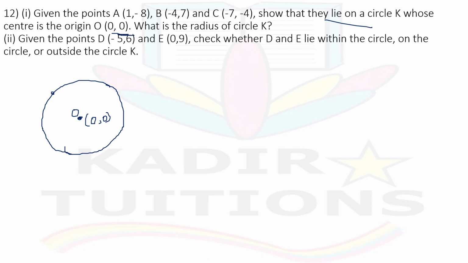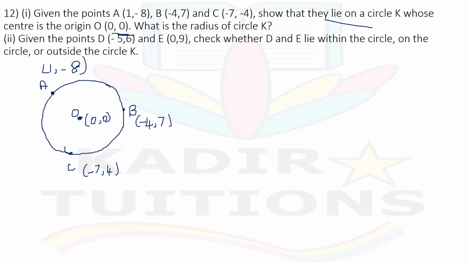So maybe if it is lying on a circle somewhere over here, I am marking this like this, A, B, C. So what is the A coordinate? 1, comma minus 8. And what about the B coordinate? It is minus 4, comma 7. And the C coordinate is minus 7, comma 4.